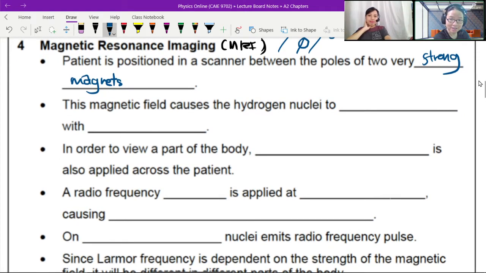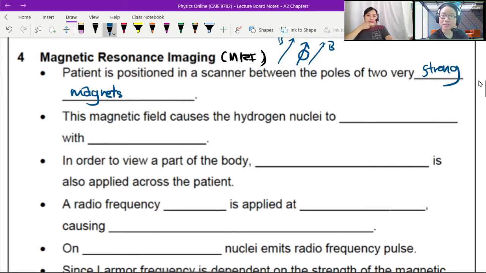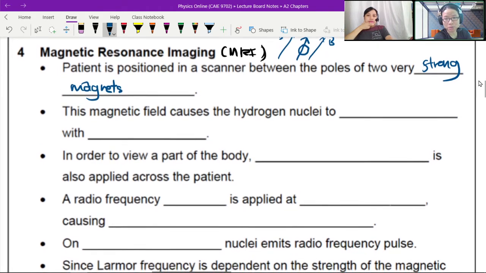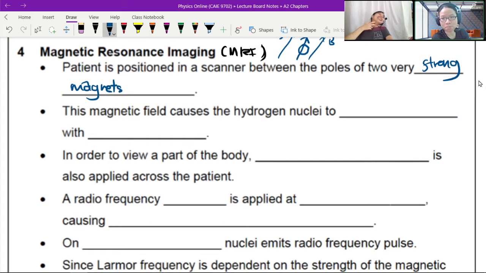So using magnet to resonate hydrogen, causing us to be able to take a picture of the inside of a human body without cutting it open. That's the whole point of medical imaging. I want to see what is blocking inside without actually opening you up unnecessarily.